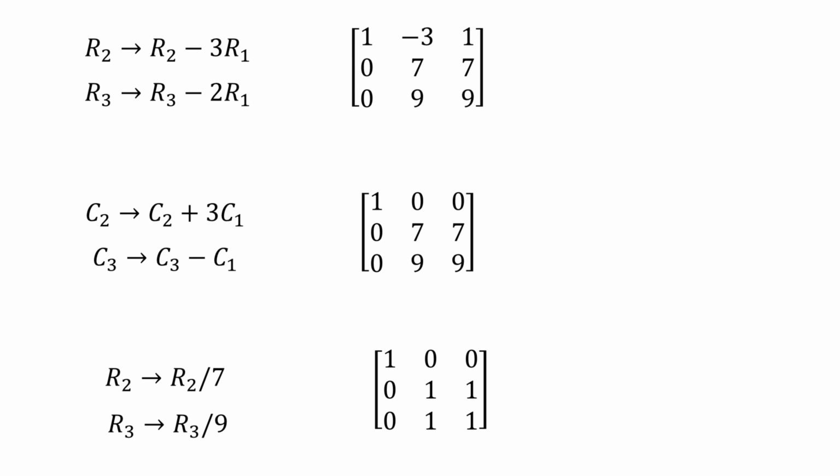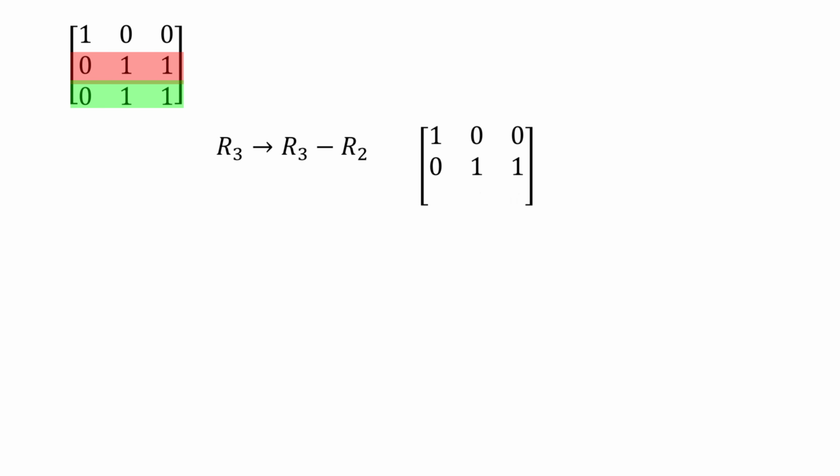Next step will be making this element as 1. For this matrix, this element is already 1. Next, we'll try to make this element as 0 using R2. So the operation will be changing R3 as R3 minus R2. First two rows will be written as it is. For the third row, you get 0 minus 0, 1 minus 1, 1 minus 1.